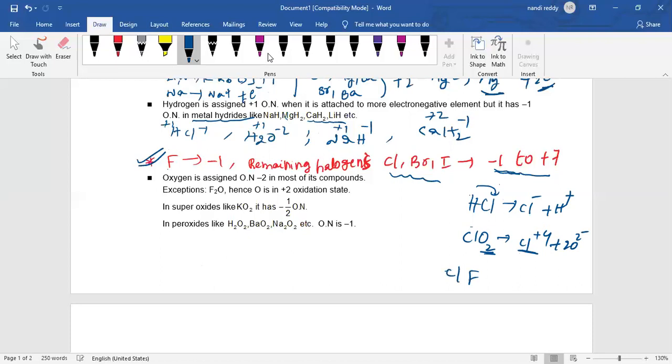Even you can take ClF. F is the strongest electronegative atom. It can gain electrons, so Cl becomes positive and F becomes negative. That depends upon the compound, on which element they are combining with. Whether the oxidation number is positive or negative is decided by the opposite element. If the opposite one is a stronger element, this one loses electrons, but if the opposite element is weak, this one can gain electrons. And one more point is oxygen's oxidation number.